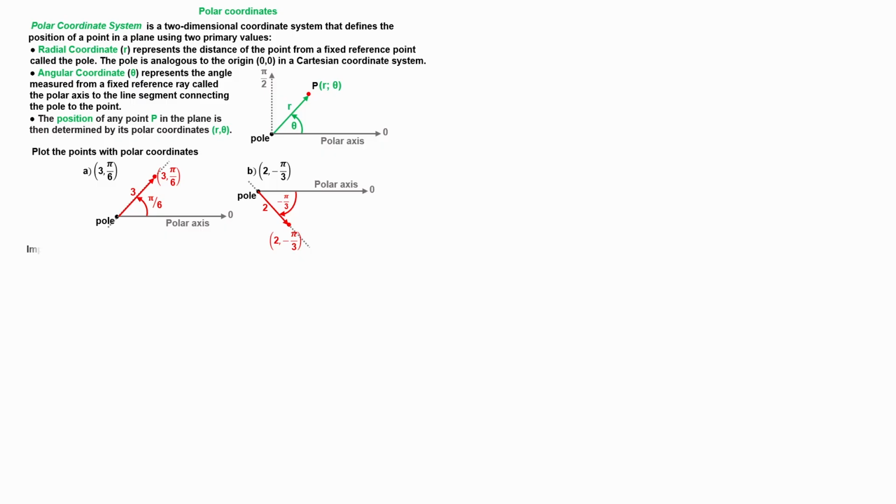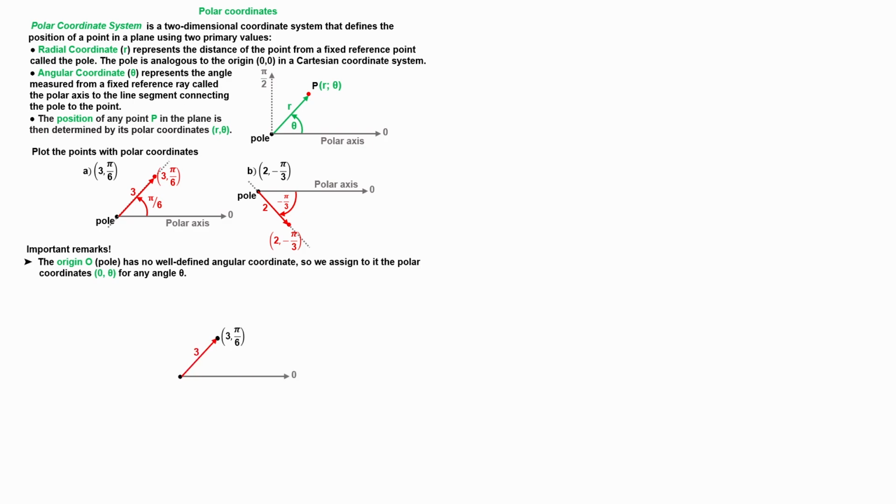A few notes are necessary before proceeding. The origin does not have a well-defined angular coordinate, so we assign to it the polar coordinates 0 and theta for any angle theta. In the rectangular coordinate system, each point has unique coordinates, but this does not apply to polar coordinates. The key difference is that a point can have multiple sets of polar coordinates.